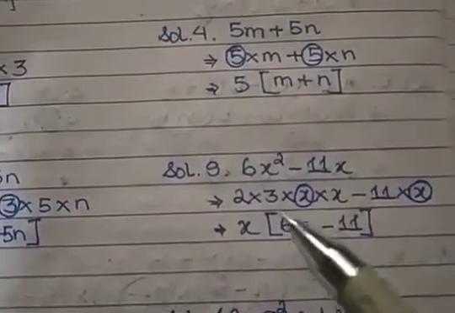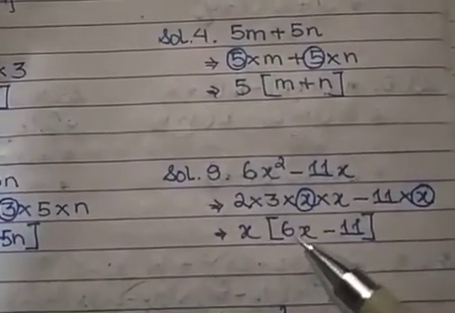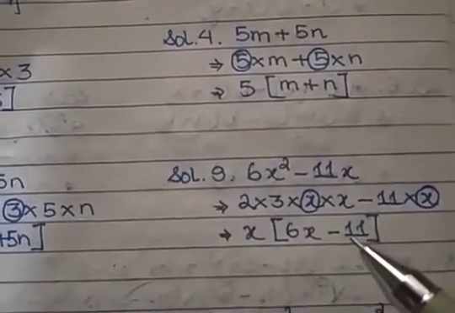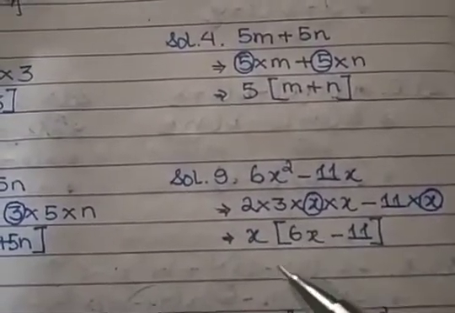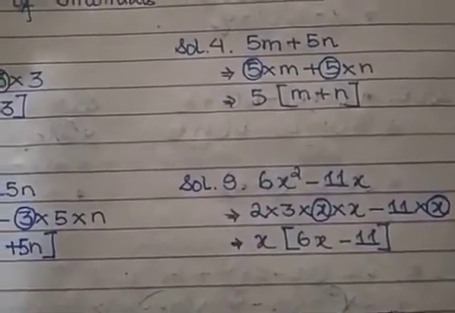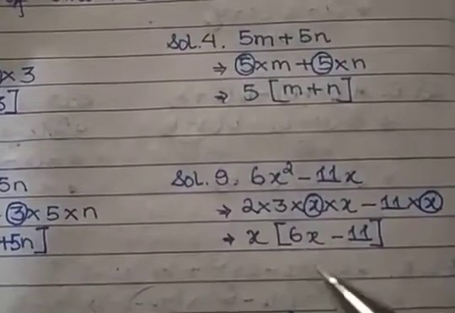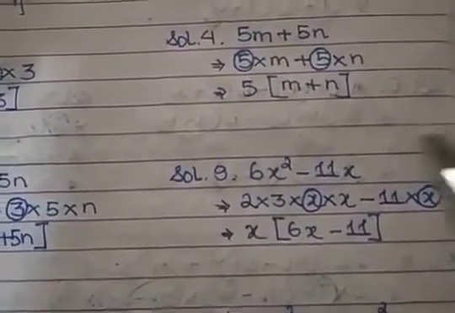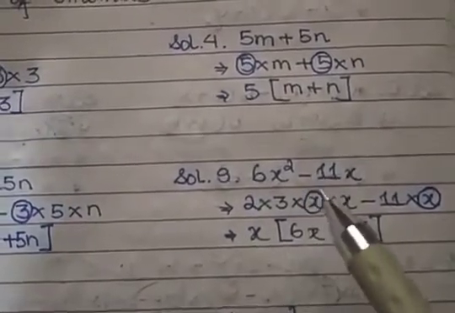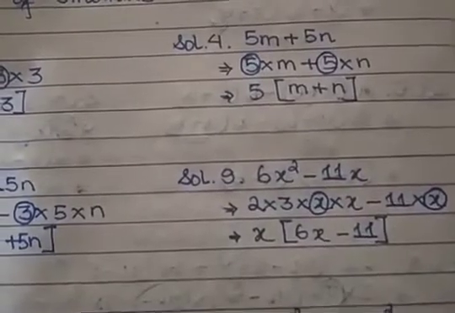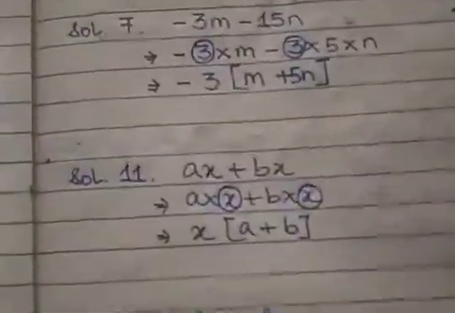So now what's left from the first term? 2 into 3, that is 6, isn't it? 6 x, and then minus 11. The sign doesn't change here. Why doesn't the sign change here? Because we haven't taken the negative as common. Remember that, the sign only changes when we take the negative also as common. So we have got the factors of 6x squared minus 11x as x within bracket 6x minus 11. That's it. Moving on to the next one.